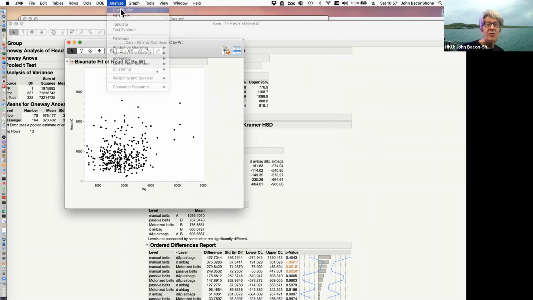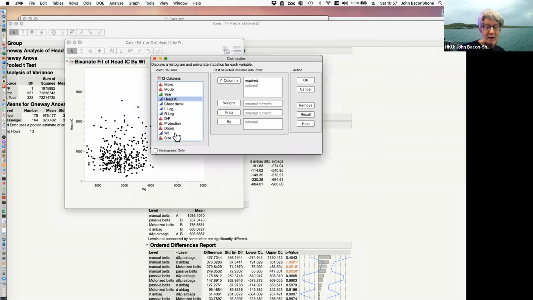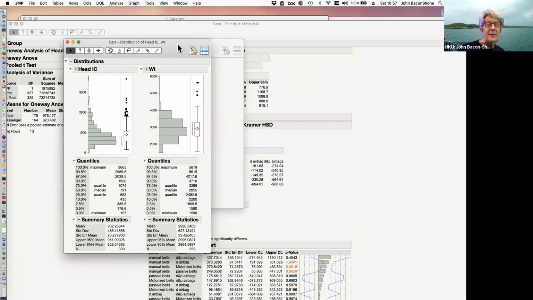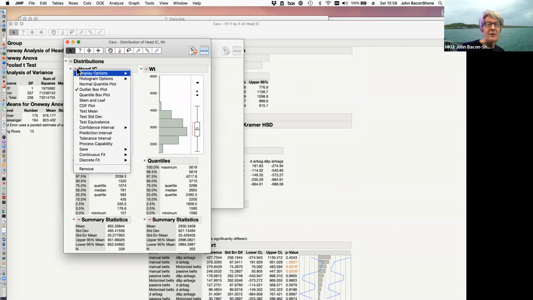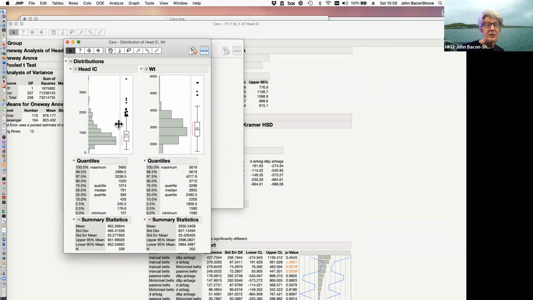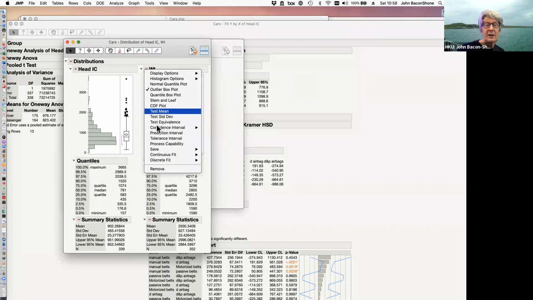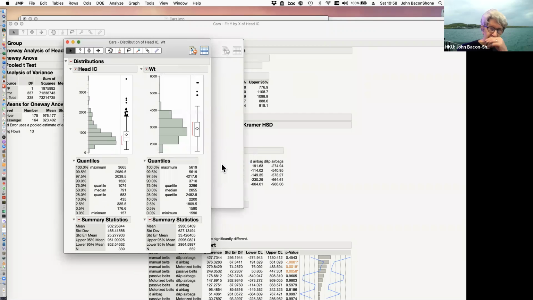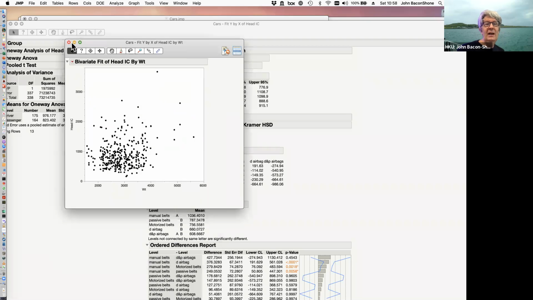So if we look at the distribution of the head damage and the weight, you will see these are both quite skewed. So this suggests we should either do a log transformation or a rank transformation. So let's do a rank transformation, because then that means we're doing at least some approximation to a non-parametric approach. You can see the weight distribution is really quite asymmetrical.